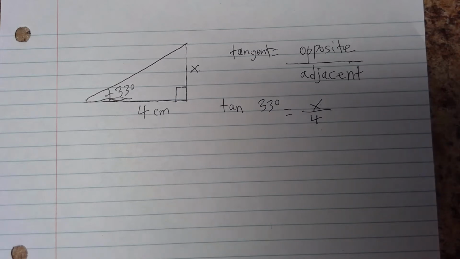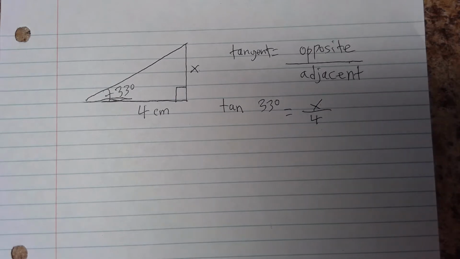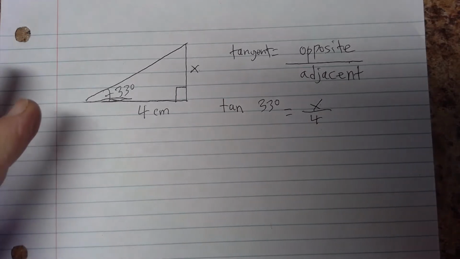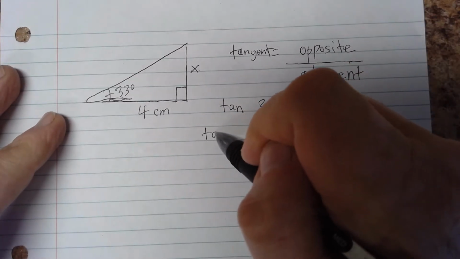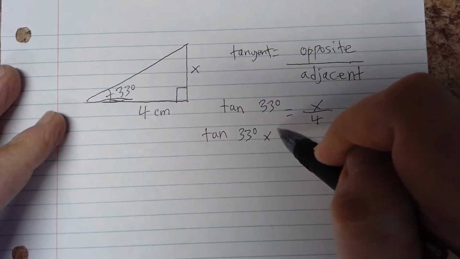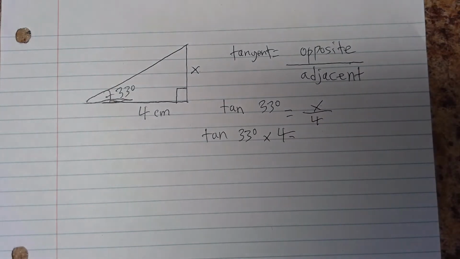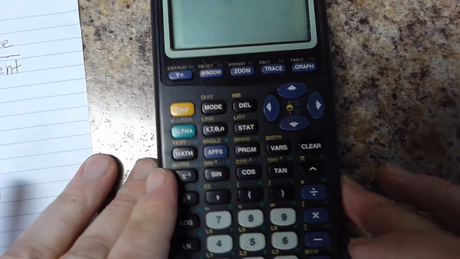So how can I find out what x is? If x divided by 4 is equal to tangent of 33, how can I find out what x is? I will do the opposite. I will multiply. Tangent of 33 times 4. And this is where I need my scientific calculator. And I'll demonstrate this again.